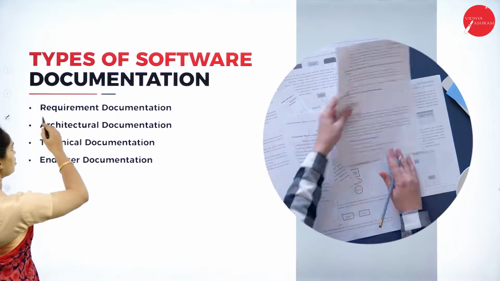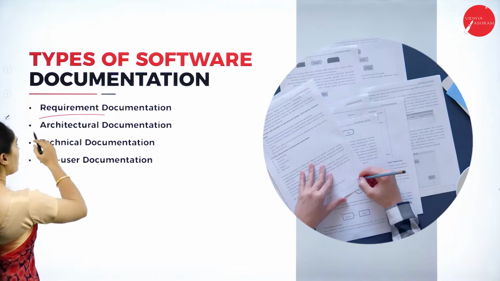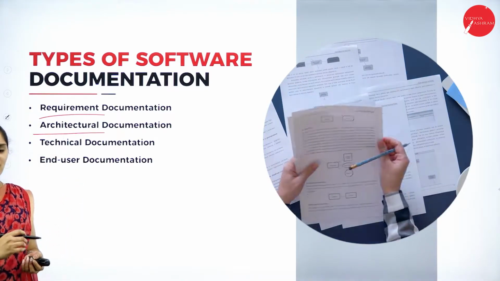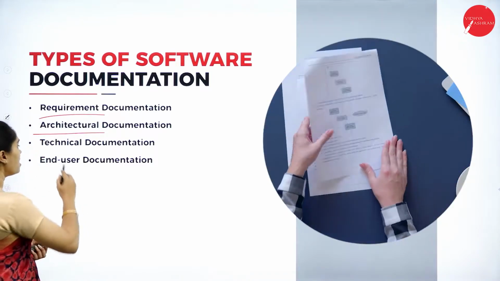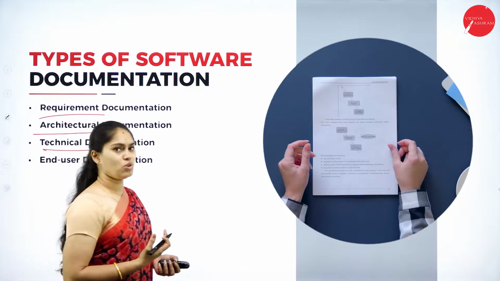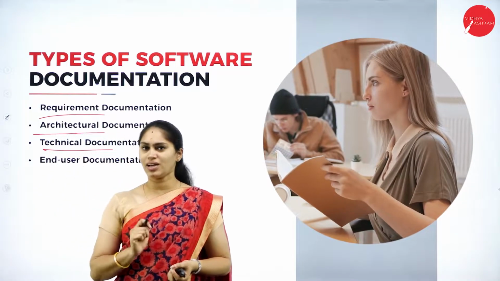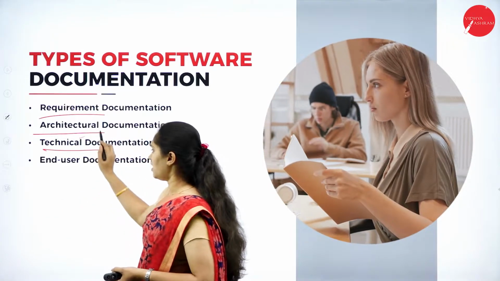It can be requirement documentation. All the requirements will be gathered there. And we have our architectural documents: the diagrams, the designing part, whatever we have, will be stored here. And technical documentation with respect to the source code. A computer can't understand source code, so it needs to be converted into object code. All of that will be covered in the technical documentation.